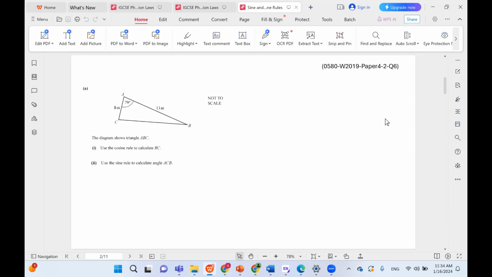So the first question gives us a triangle ABC. We are required to use the cosine rule to calculate BC. So what is the cosine rule? The cosine rule is basically something similar to the Pythagorean theorem. So c squared equals a squared plus b squared, but we add an extra term, minus 2ab cosine of theta.